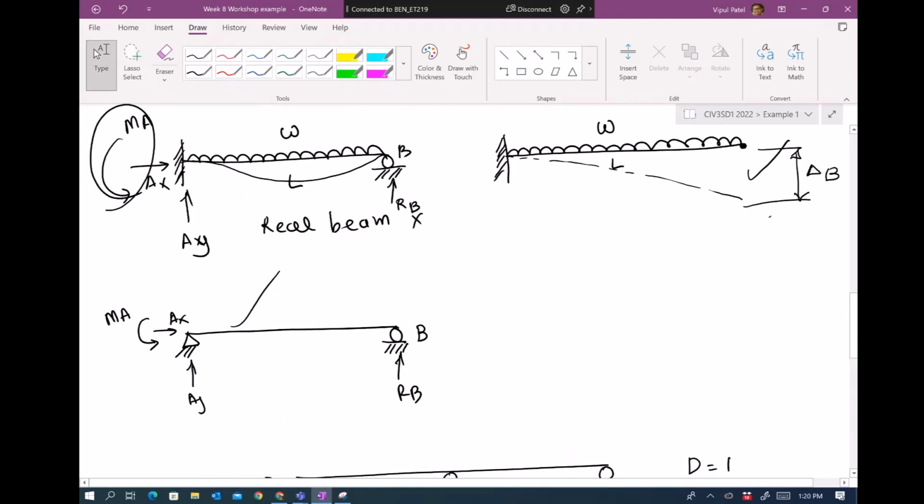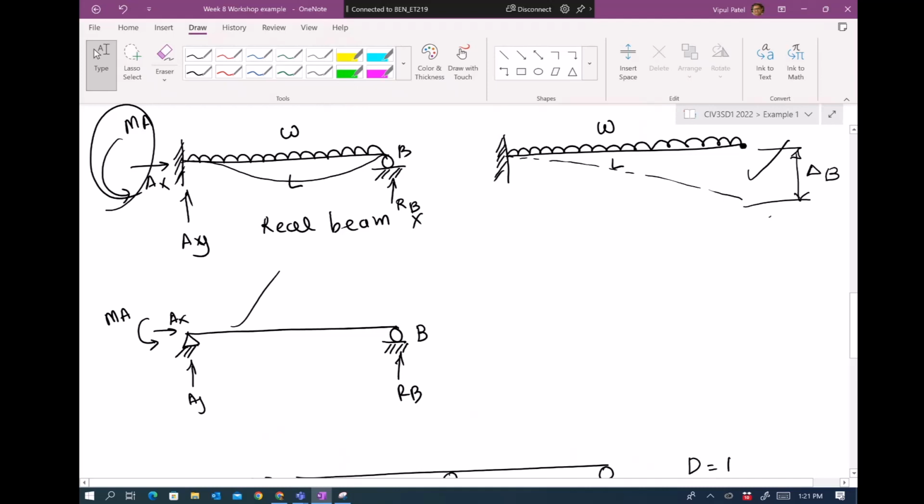In your assignments, you may not be able to use these tables straight away. If you have a loading and the beam that is not sitting into these tables, the tables are for standard beams and supports and loading. So if your beam is not sitting, then you need to use the virtual work method to calculate the delta B. And if you don't know, in lectures I have demonstrated the full examples how to use the virtual work method. All right. Any questions there?